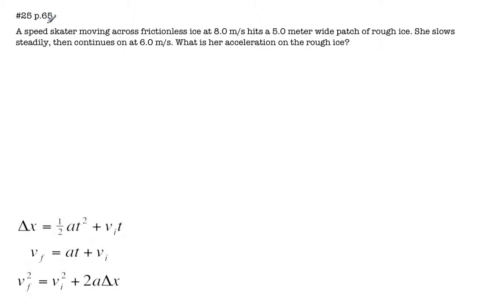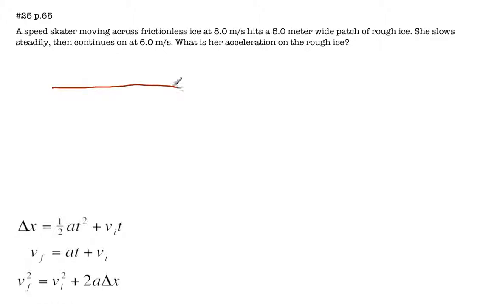Number 25 on page 65 from the book says, a speed skater moving across frictionless ice at 8 meters per second hits a 5-meter wide patch of rough ice. She slows steadily, then continues on at 6 meters per second. What is her acceleration on the rough ice?